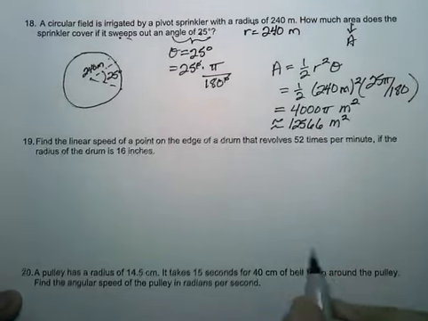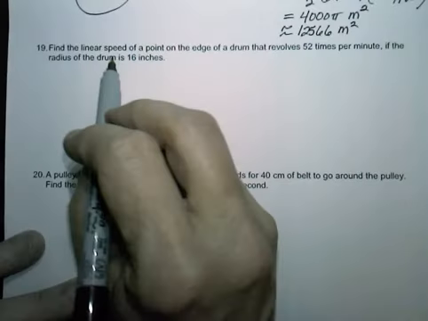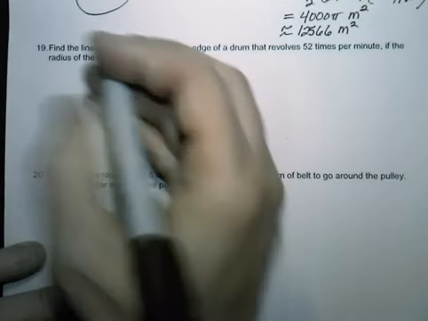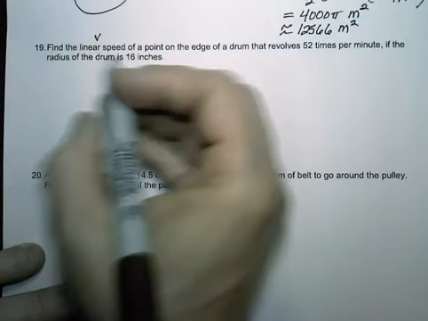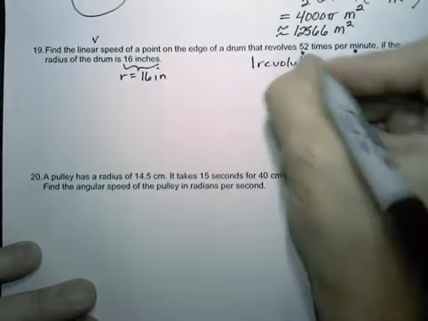12,566 square meters. For this one, we're trying to find the linear speed. Remember that linear speed is the v. We've got a drum that revolves 52 times a minute, and we know the radius of the drum is 16 inches. We can say that r is 16 inches. This is actually giving us an angular speed. It's telling us the number of revolutions per minute.